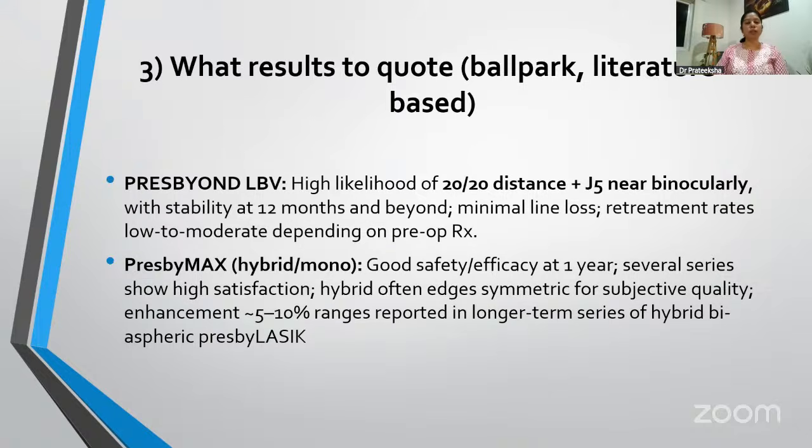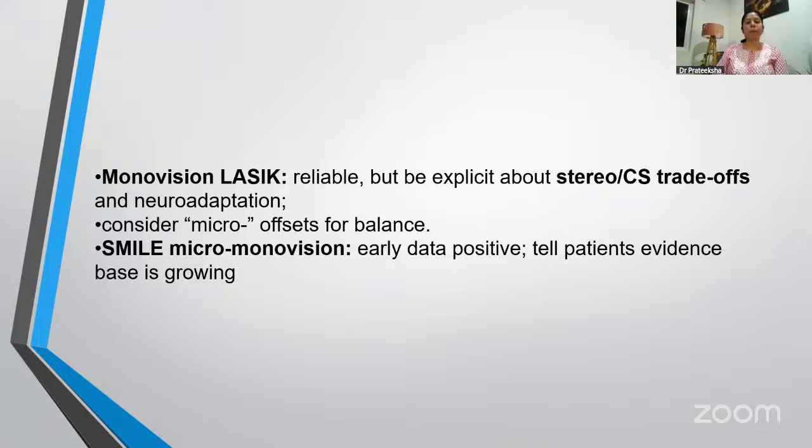What results to quote? PresbyOND LBV: high likelihood of 20/20 distance and J5 near binocularly, with stability at 12 months and beyond, minimal line loss, and retreatment rates low to moderate depending on the pre-op treatment. PresbyMax, hybrid or mono: good safety and efficacy at 1 year. Several series show high satisfaction. Hybrid often edges symmetric on subjective quality. Enhancement of 5 to 10% is reported in long-term series of hybrid or aspheric presbyLASIK.